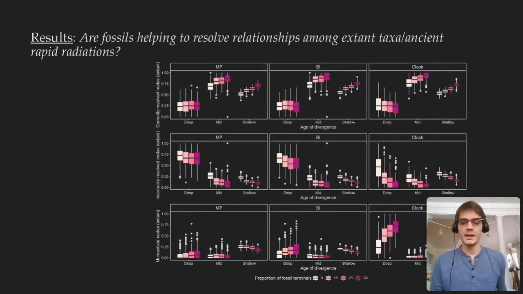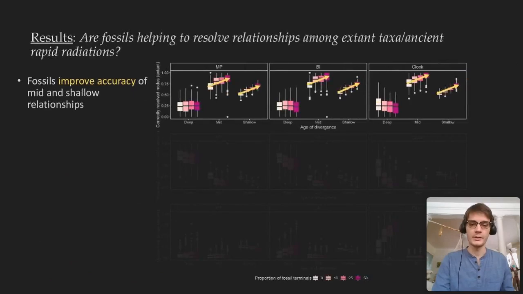And so all of the data is here. There's a lot to take in, so I'm just going to zoom into this bit over here. What I'm showing you here is the proportion of correctly resolved nodes connecting extant taxa. As we sample more and more fossils, these box plots become more purple. And what you can see is that fossils improve the accuracy, that is, they increase the proportion of correctly resolved nodes connecting extant taxa for both mid and shallow relationships. You can see here with these yellow arrows across all three methods of inference, the accuracy of these relationships improve.